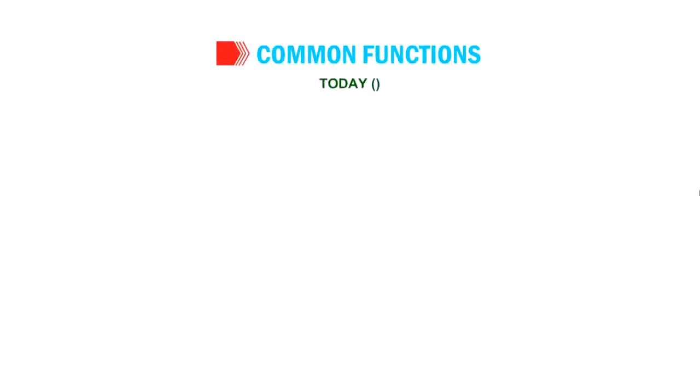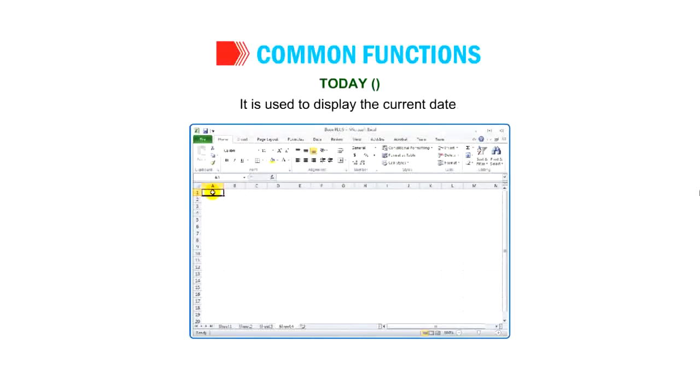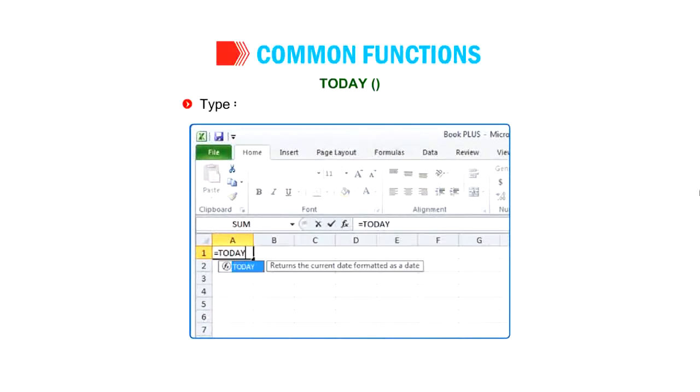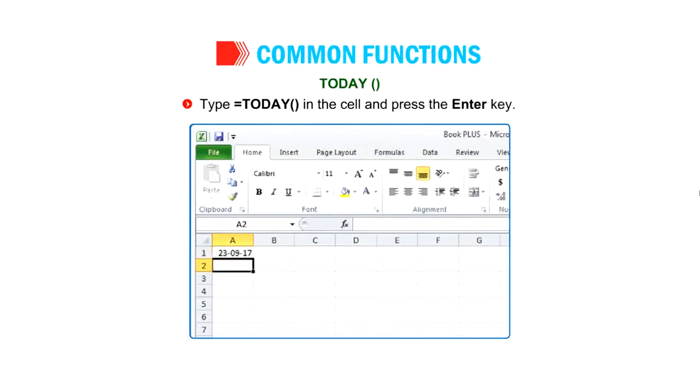TODAY parenthesis. It is used to display the current date. Type equal to TODAY parenthesis in the cell and press the Enter key. The TODAY parenthesis function will display the current date in the selected cell.